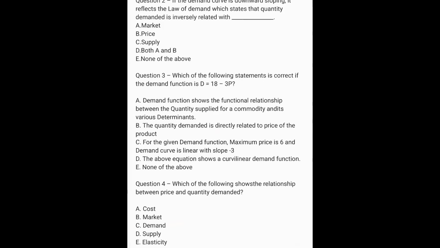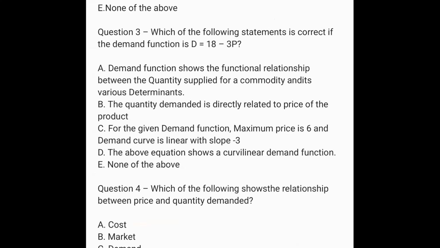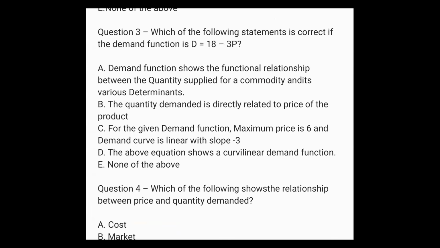Okay. Which of the following statements is correct if demand function is D equal to 18 minus 3P? Demand function shows functional relationship between quantity supplied for a commodity and its various determinants. The quantity demanded is directly related to price. It is correct, incorrect? For the given demand function, maximum price is 6 and demand curve is linear with slope -3.